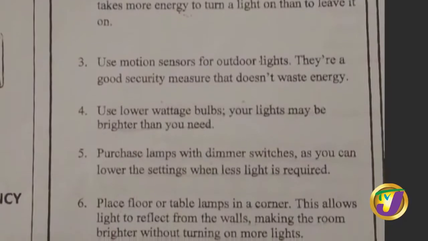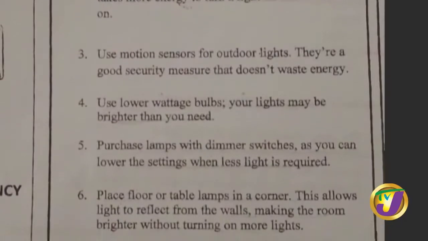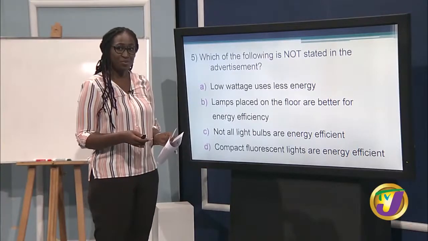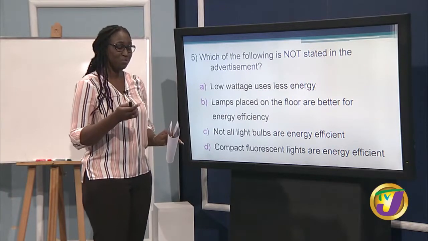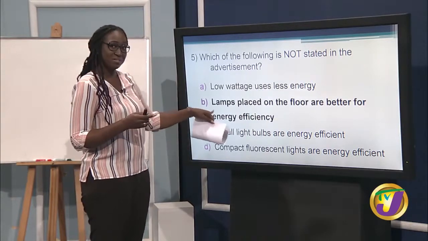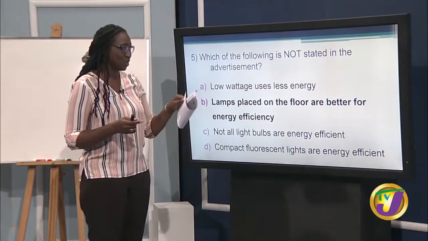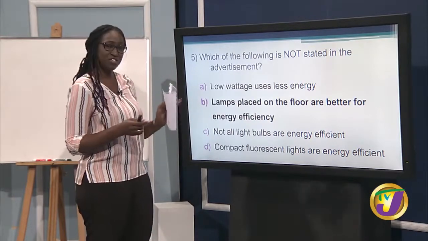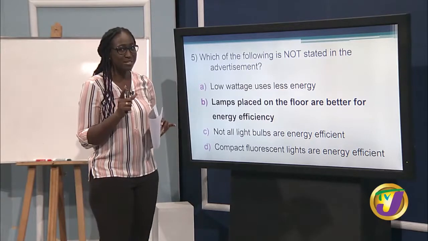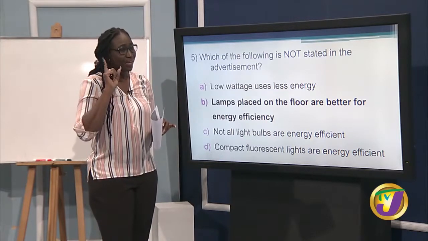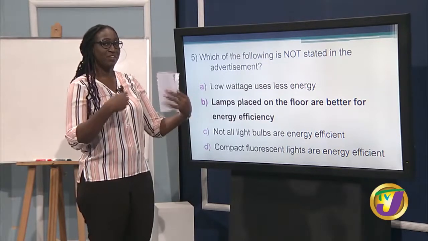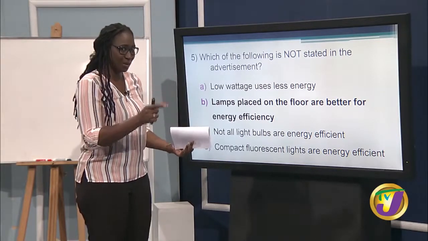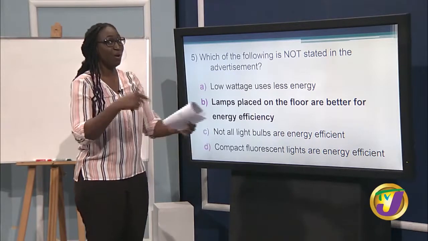Be very careful because the way it is worded might lead you astray. Have you figured out which one of these wasn't said? Some of you are going to be surprised. This was not said. It didn't say that lamps placed on the floor are better for energy efficiency. Where did it say that you should place the lamps? In the corner, very good. So you place them in the corner because it said the light can reflect off the walls. It said floor lamps, but it didn't say put the lamp on the floor.